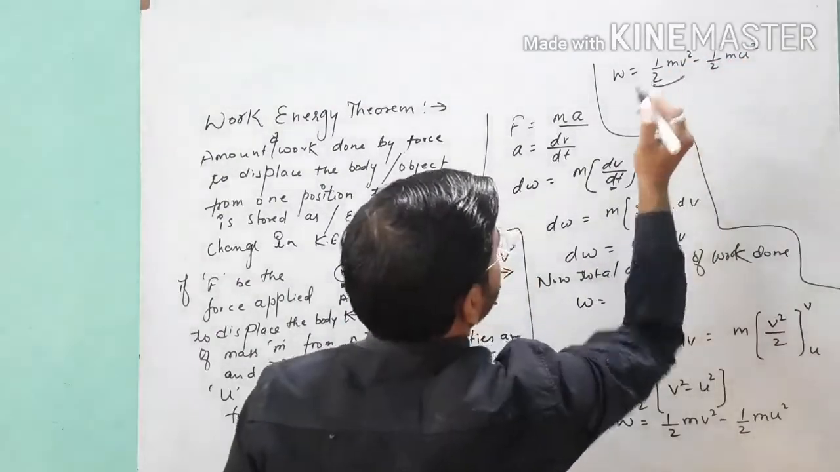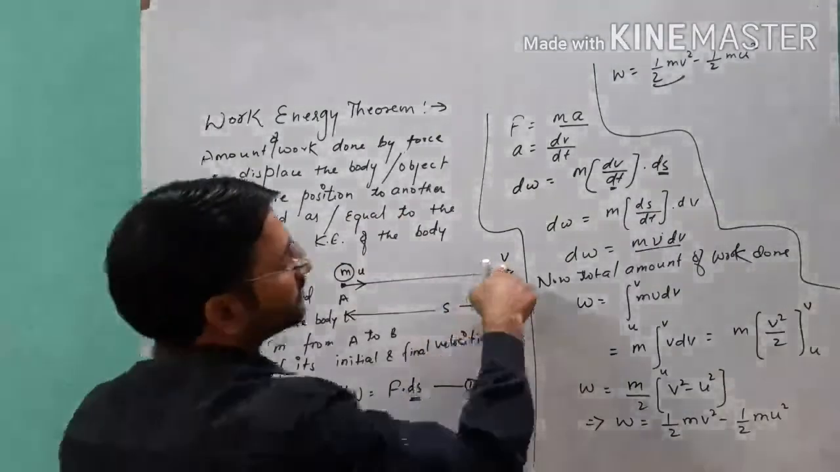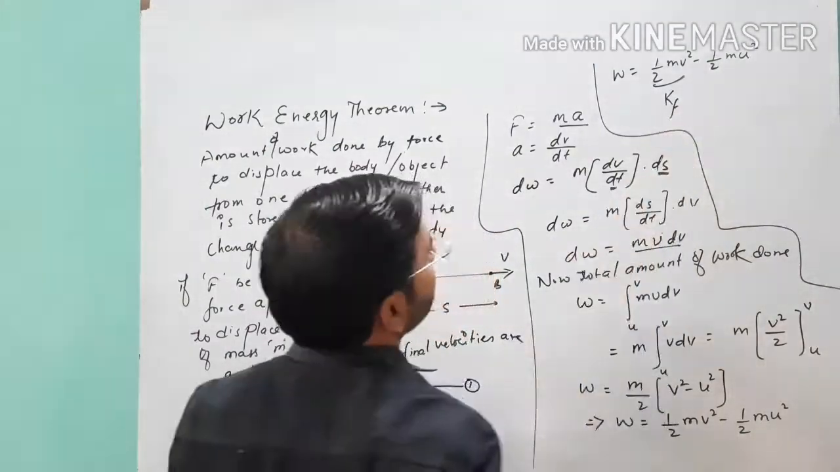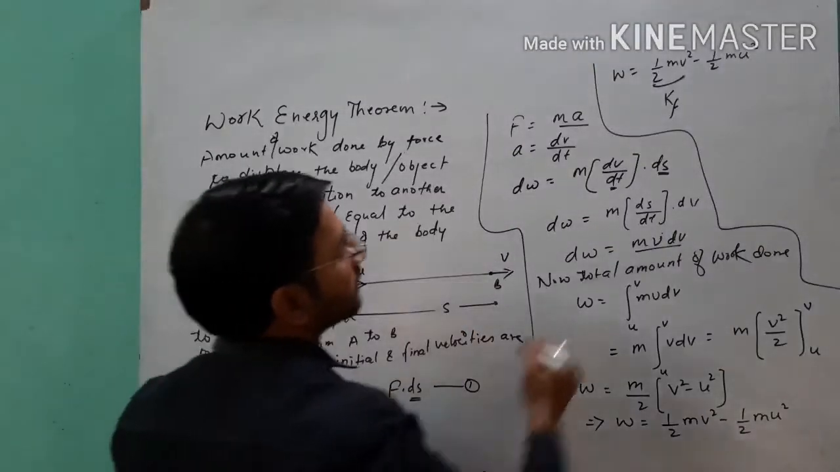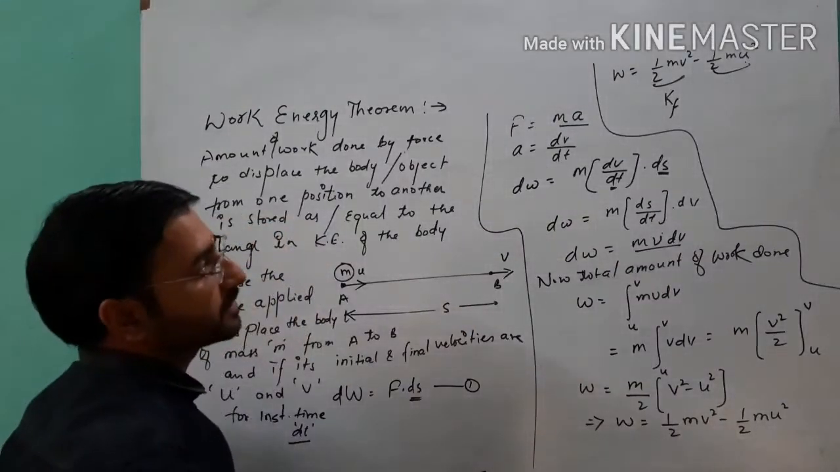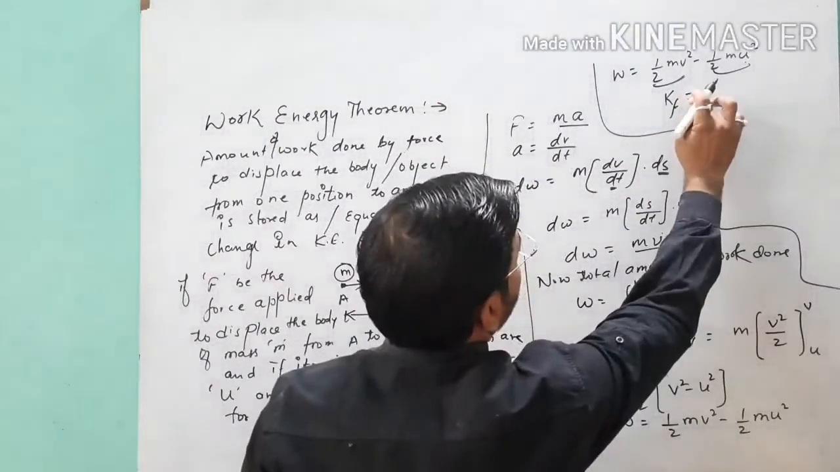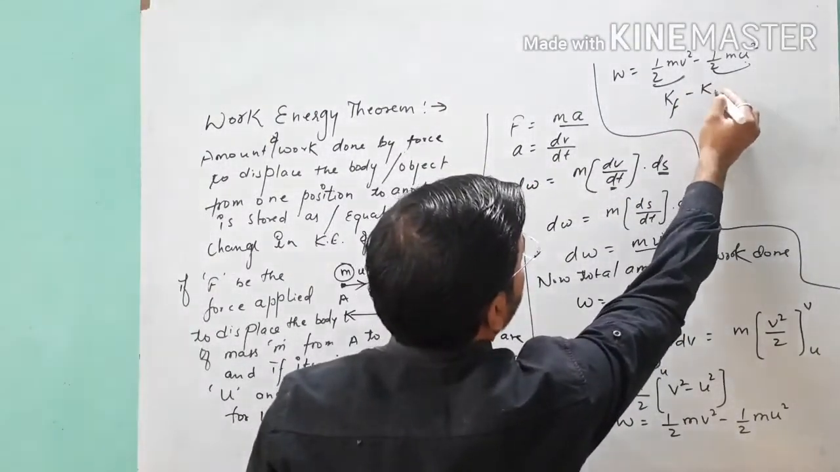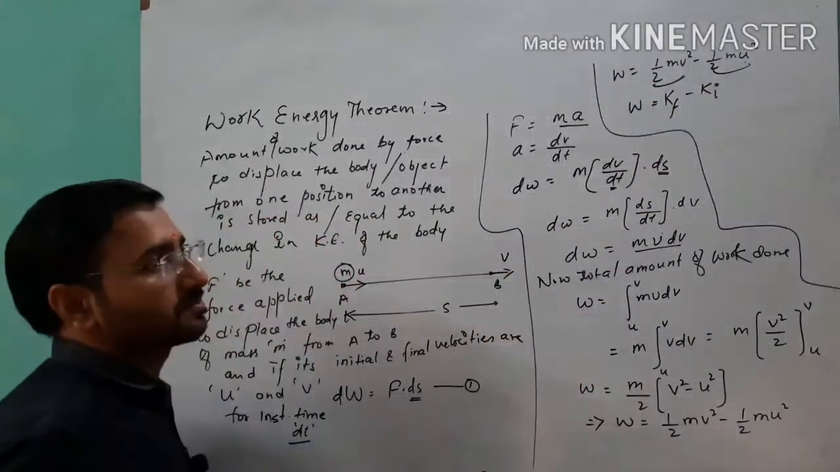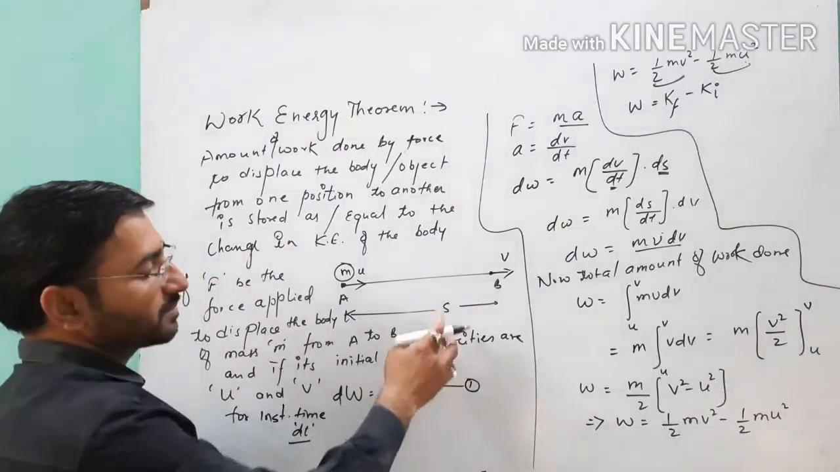See here, this part is called our final kinetic energy, because the object has final speed v. This part contains the initial velocity u square, so it is called the initial kinetic energy. And this is equal to the total amount of work done to displace the object from place A to place B, meaning for displacement S.